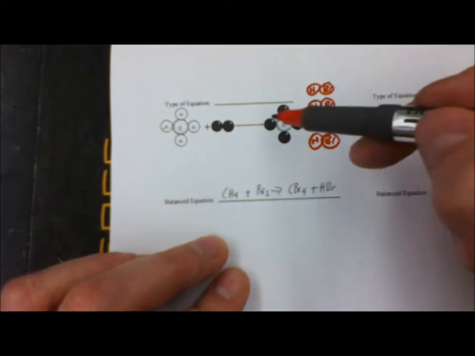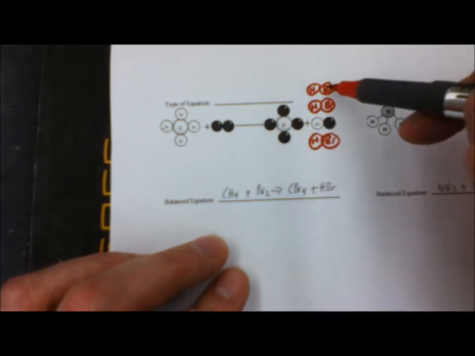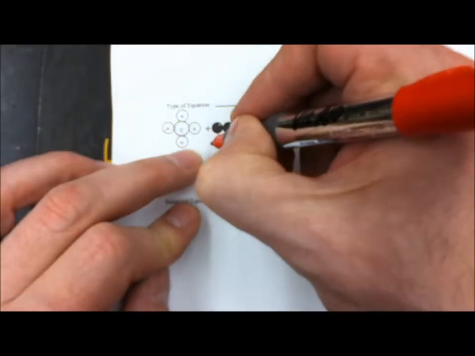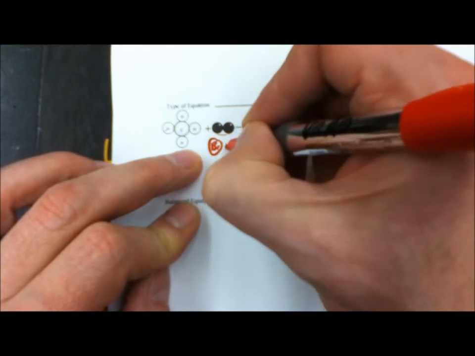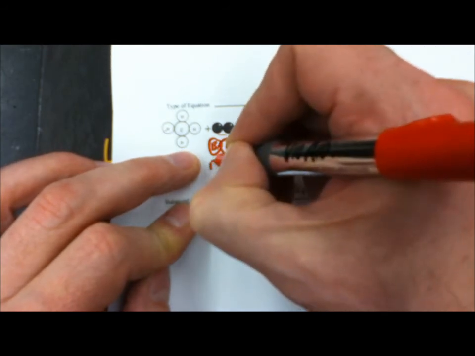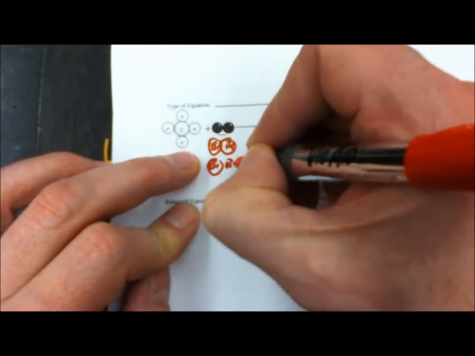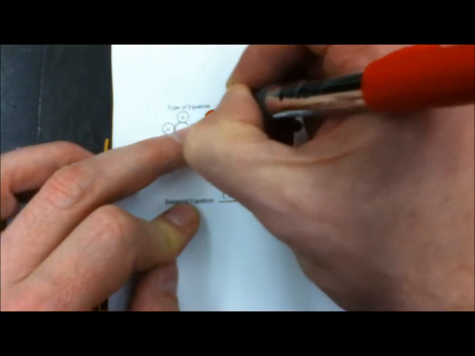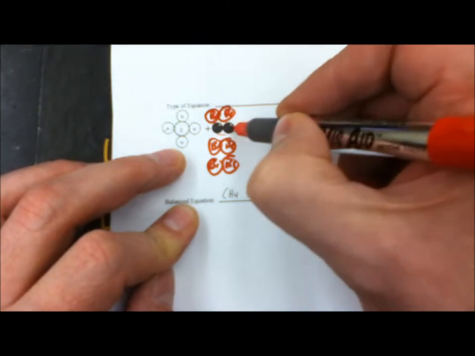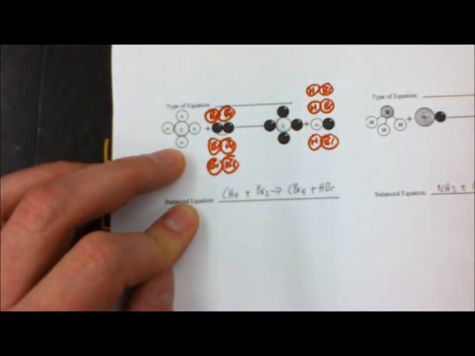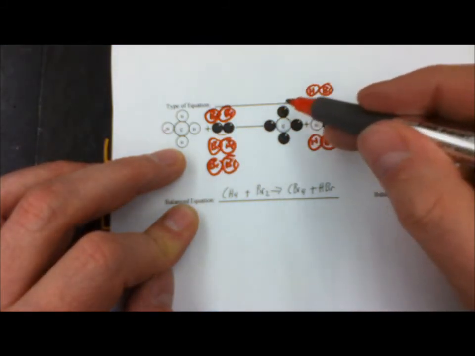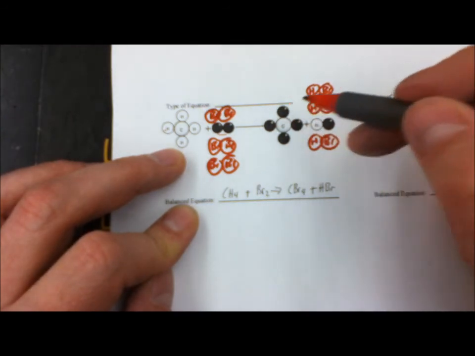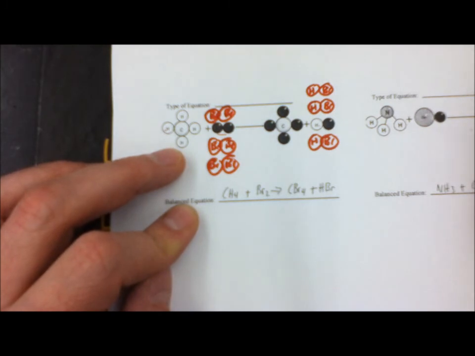Let's count up the bromines. We've got 1, 2, 3, 4, 5, 6, 7, 8 bromines, but we only have 2 there. So let's add some more of these molecules to get those bromines balanced. So let's count them up. 1, 2, 3, 4, 5, 6, 7, 8. 8 on that side, including what's in hydrogen bromide and the carbon tetrabromide. We have now all the bromines balanced.